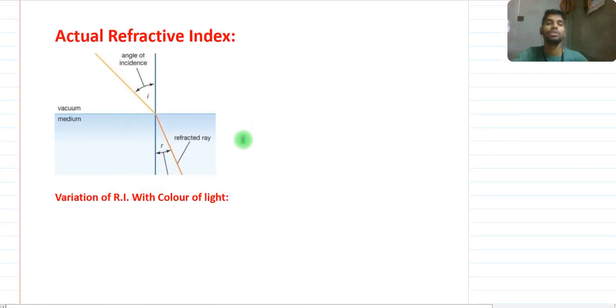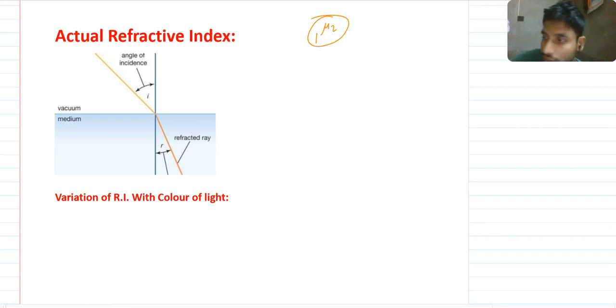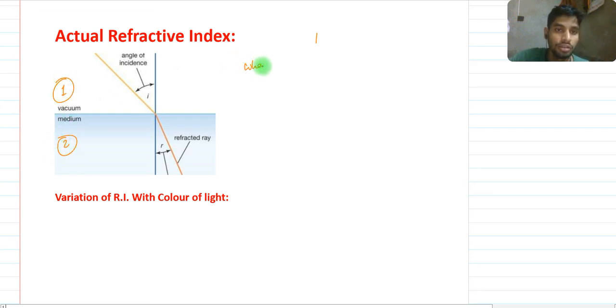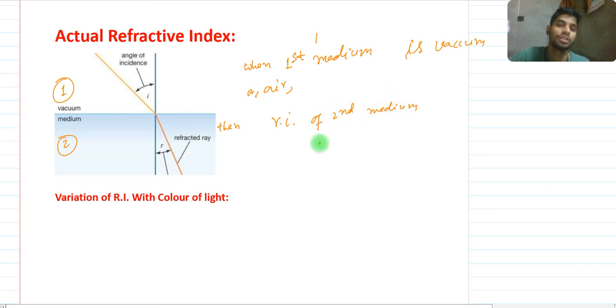Here I told you about refractive index. 1 mu 2 means the refractive index of the second medium with respect to the first medium. When the first medium is vacuum or air, then the refractive index of the second medium is called only mu, or you can write 0 mu 2 or only mu. This one is called the actual refractive index, mu, which means the refractive index with respect to vacuum. This is called the actual value.